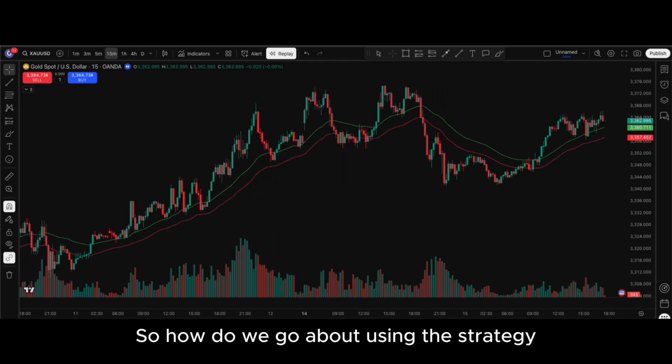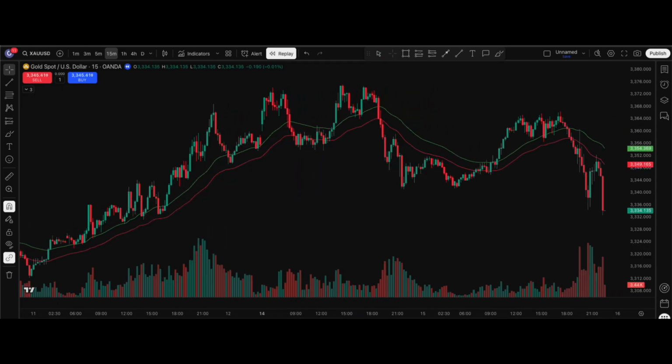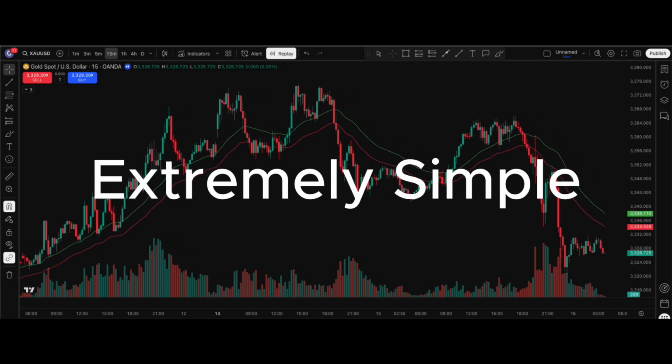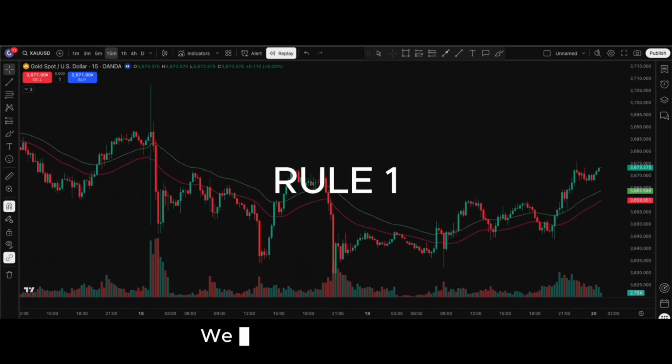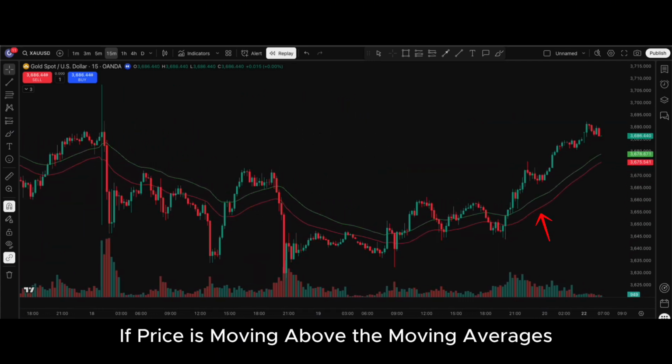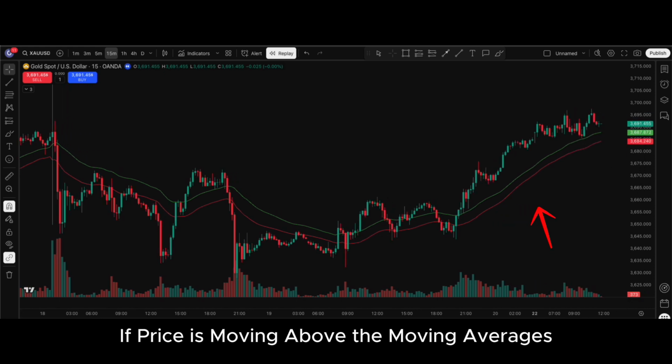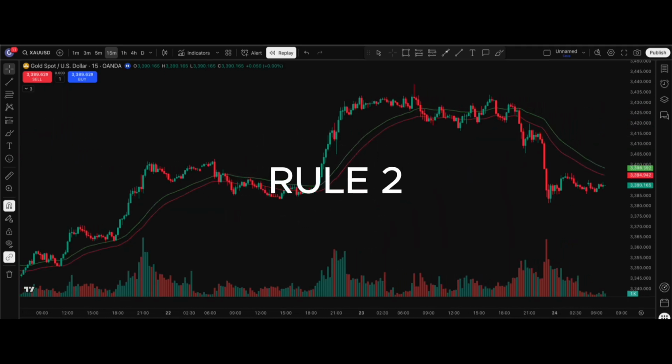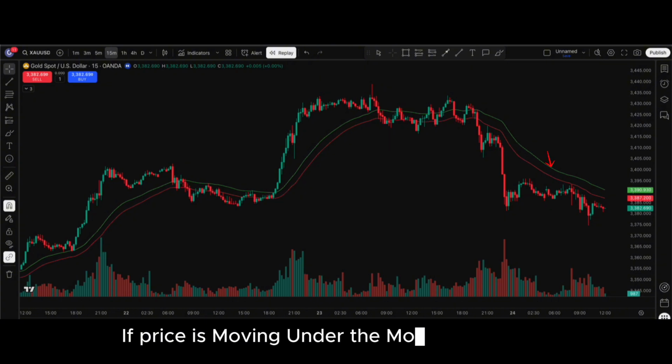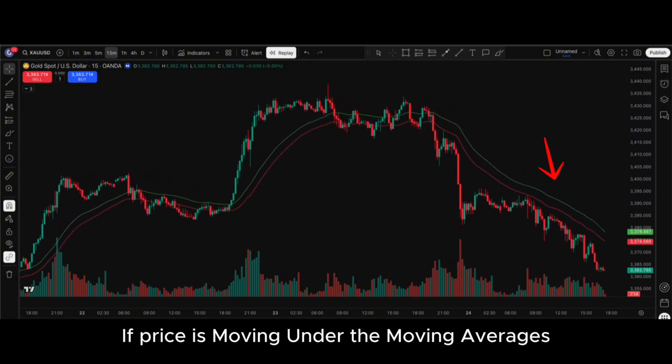So, how do we go about using this strategy? It's actually extremely simple. Rule number 1, we only take long positions if price is moving above the moving averages. Rule number 2, and we only take short positions if price is moving under the moving averages.